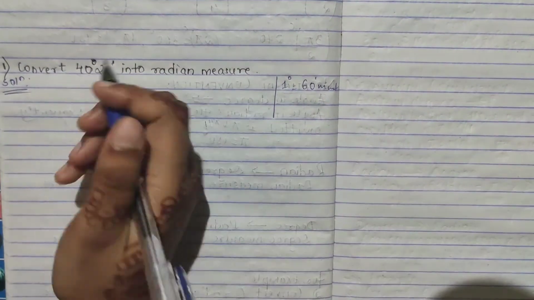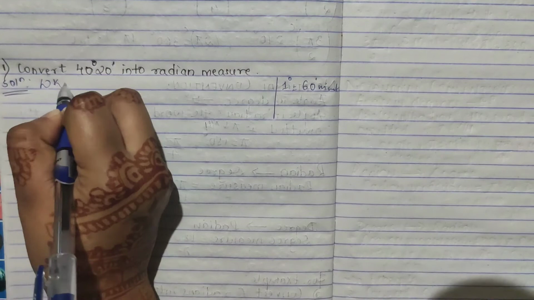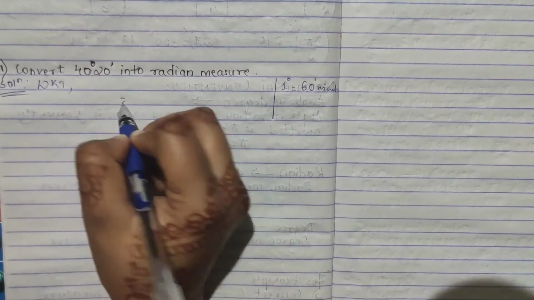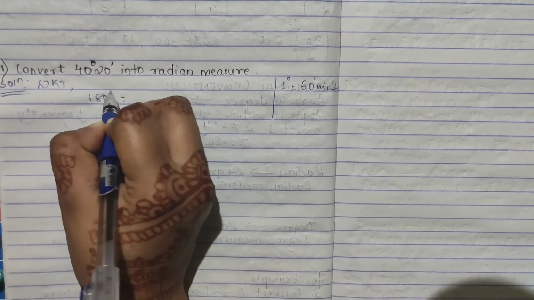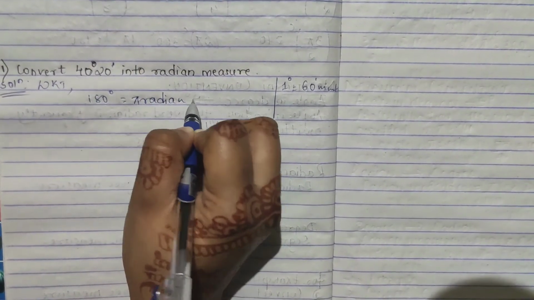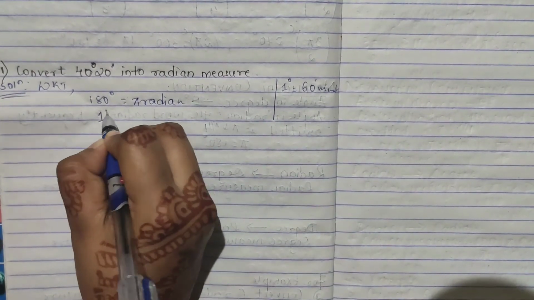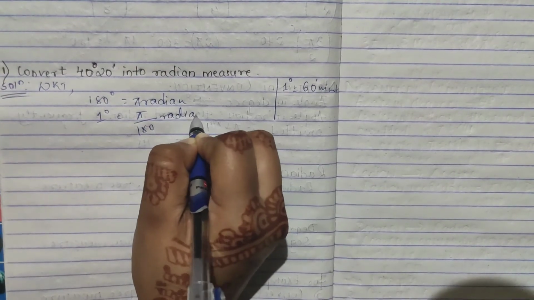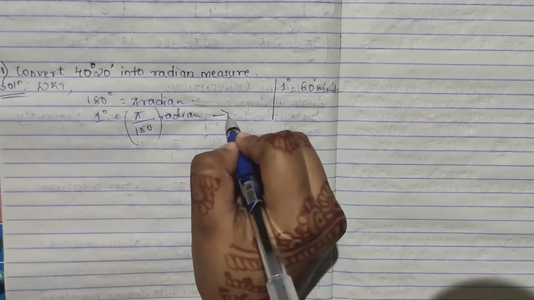Okay, so as usual, first write what we know. They are telling you to find it in radian measure, so we know that 180 degree is equal to pi radian, right. So for our 1 degree, we get pi by 180 radian. Just keep this as equation 1.